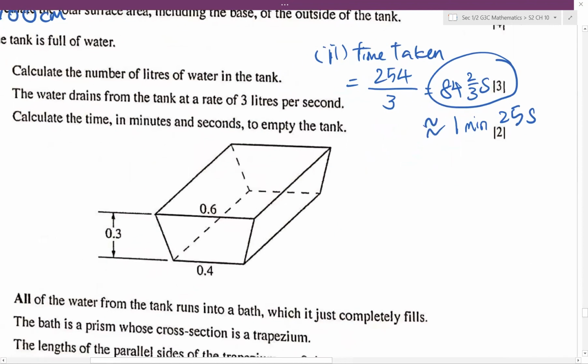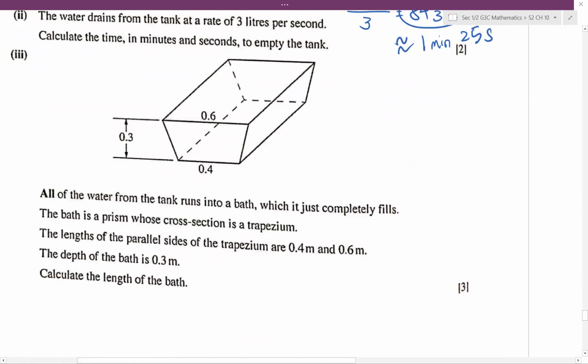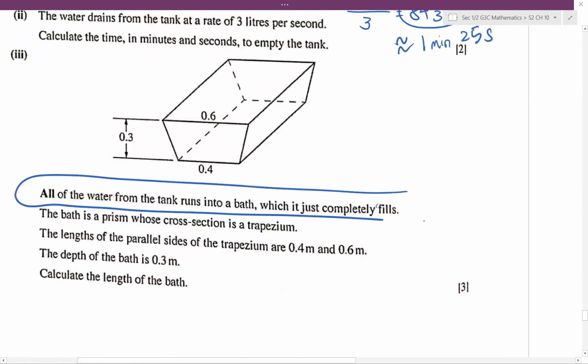Okay, now Omera, your turn. All the water from the tank runs into a bath which is just completely filled. This statement tells us that the volume of the hot water tank is equal to the volume of this bath. The bath is a prism, cross section is a trapezium. 0.4 and 0.6 are the parallel sides. 3 meters is the depth. Calculate the length.